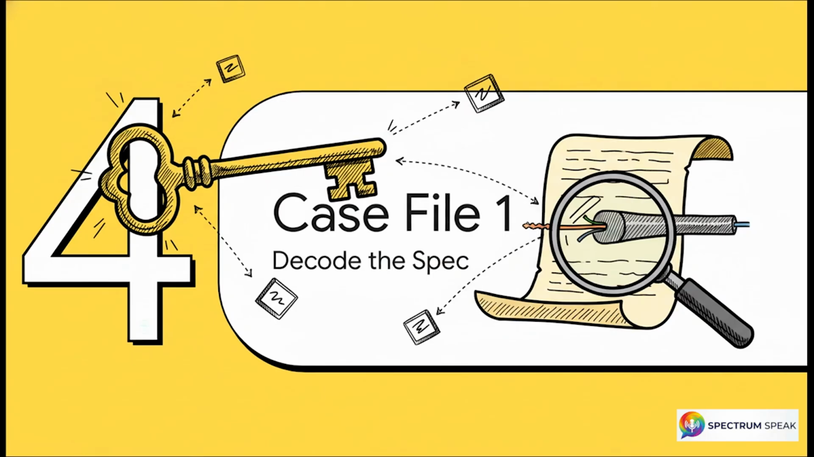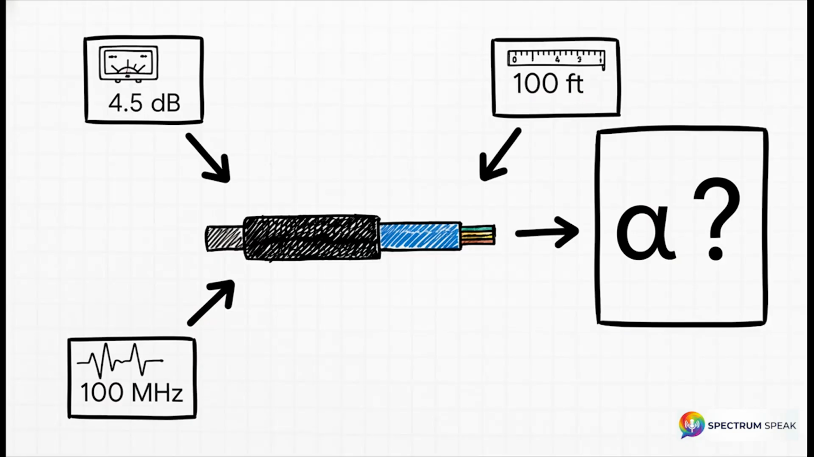All right, let's put our master key to the test. It's time for our first case file. We're going to take a real-world cable spec and use our new formula to decode its hidden physical properties. So here's our clue. We have a standard RG58U coax cable. The manufacturer tells us that at 100 megahertz, it loses 4.5 decibels over a 100-foot length. Our mission, should we choose to accept it, is to work backward and find that fundamental attenuation constant, alpha.